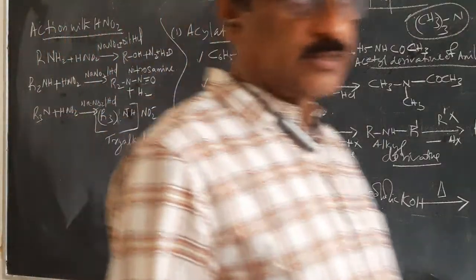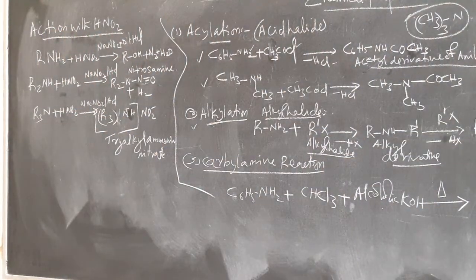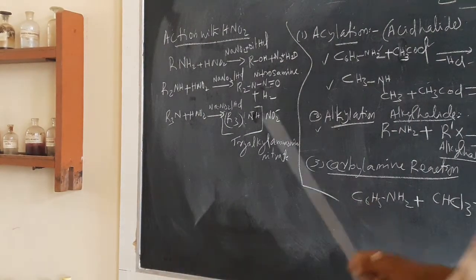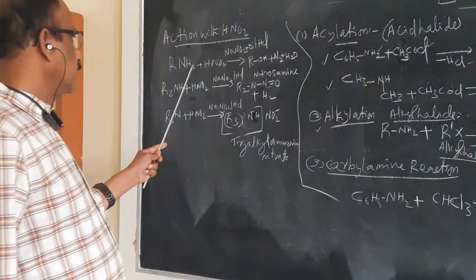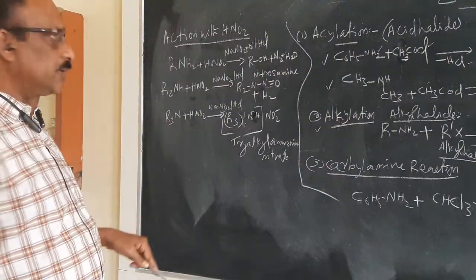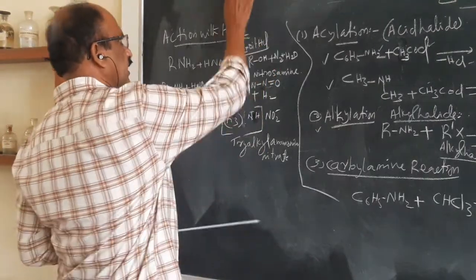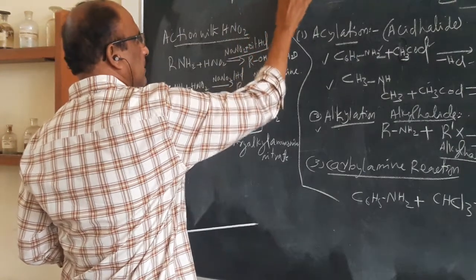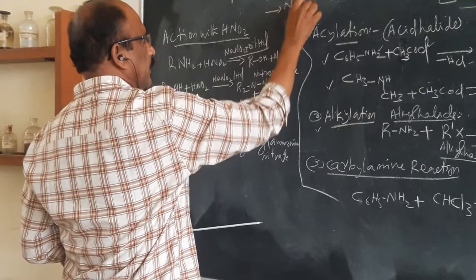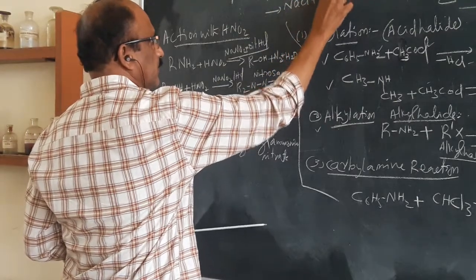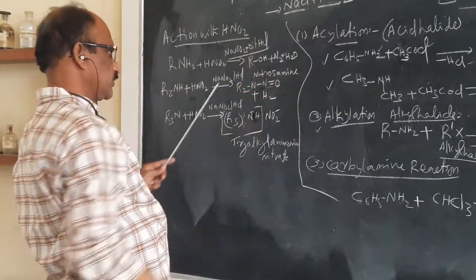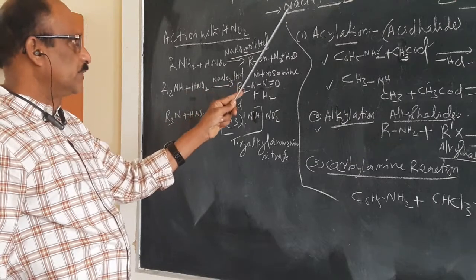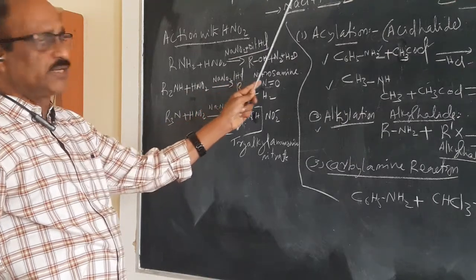One more reaction I will tell you today is the reaction with HNO2. So this is RNH2 plus HNO2. You are not adding HNO2 directly; you are adding sodium nitrite and dilute HCl, NaNO2 plus HCl, so you will be getting sodium chloride and HNO2. So HNO2 you are adding in terms of NaNO2 and dilute HCl.